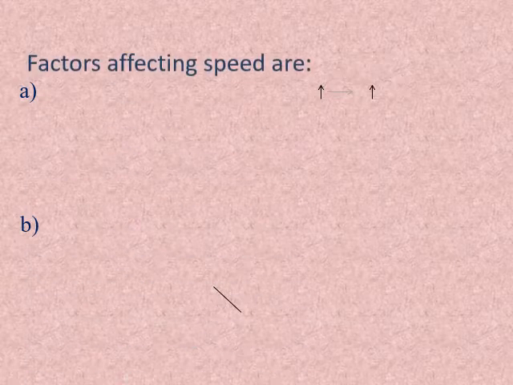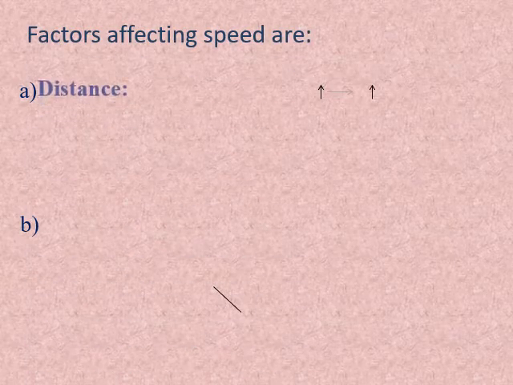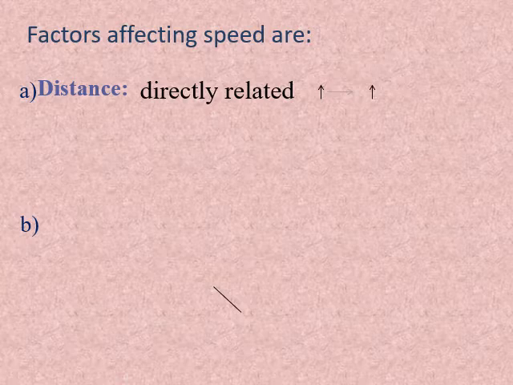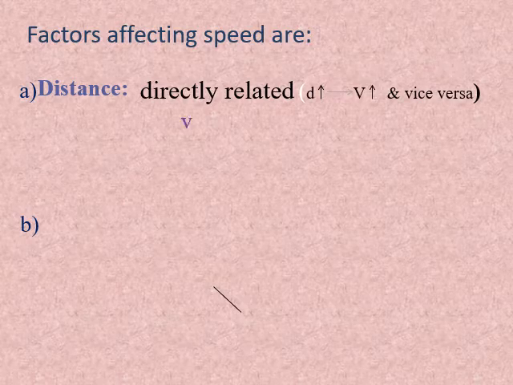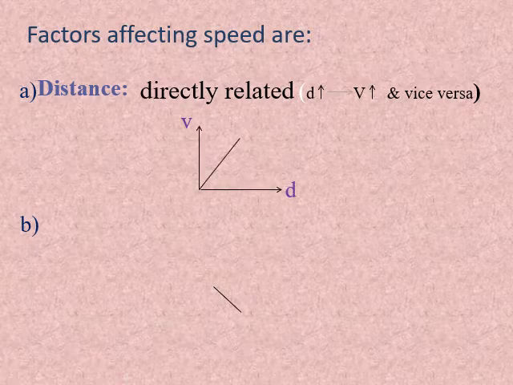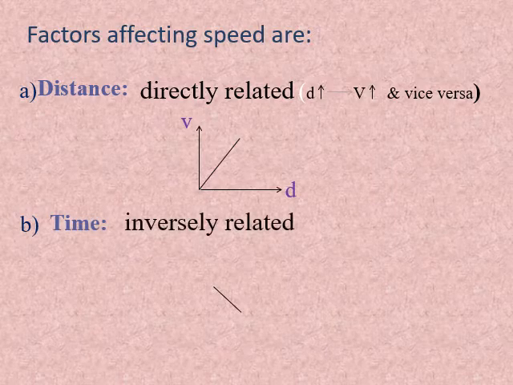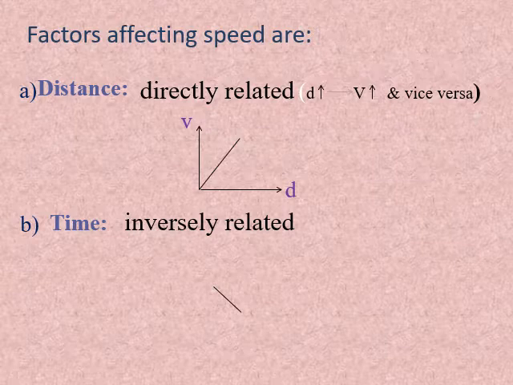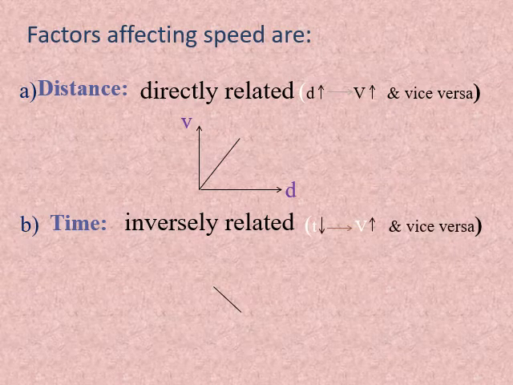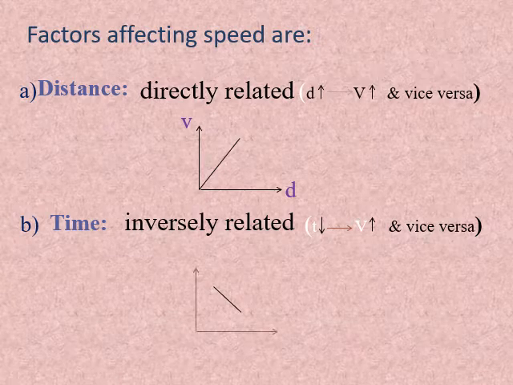There are two factors affecting speed. The first factor is distance, and there is a directly proportional relation between speed and distance, because by increasing the distance covered by a body, the speed increases and vice versa. The second factor is time. There is an inverse relation between speed and time, because by increasing the time taken by the body to cover a distance, the speed decreases and vice versa.